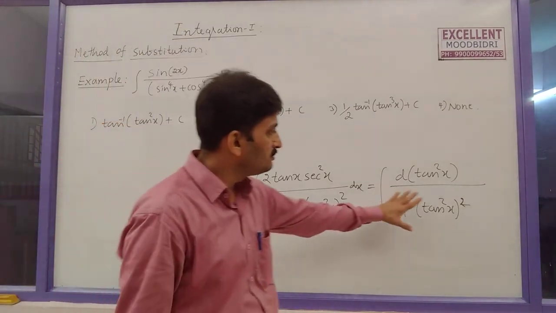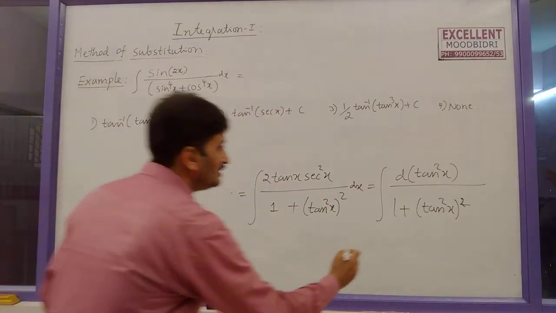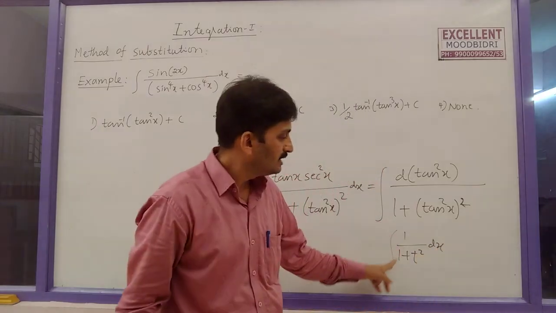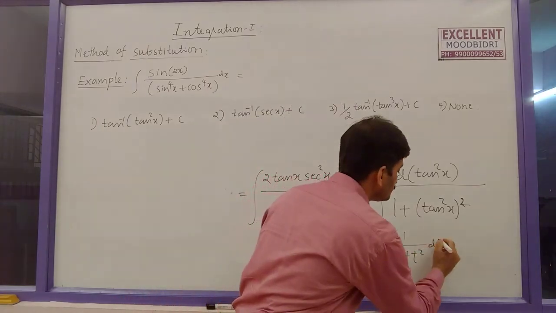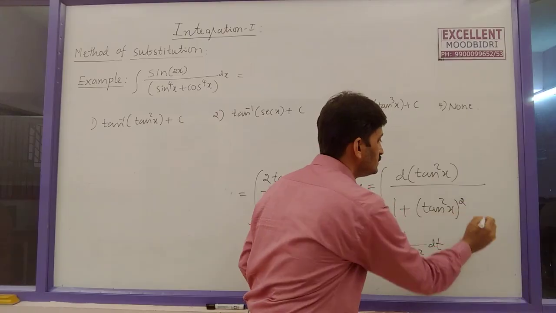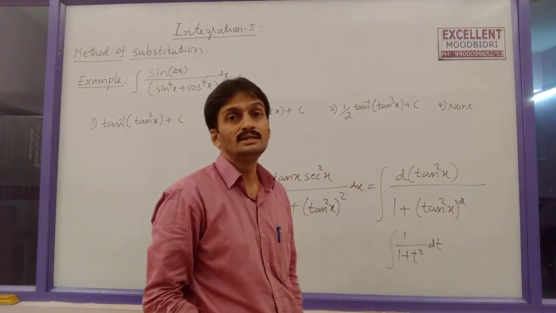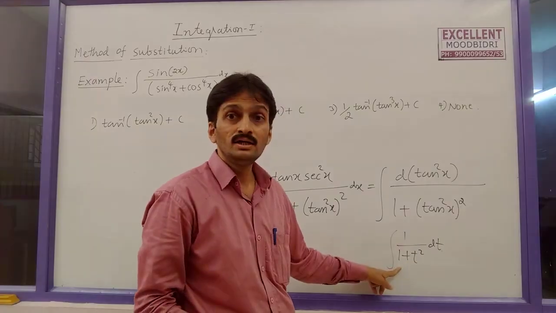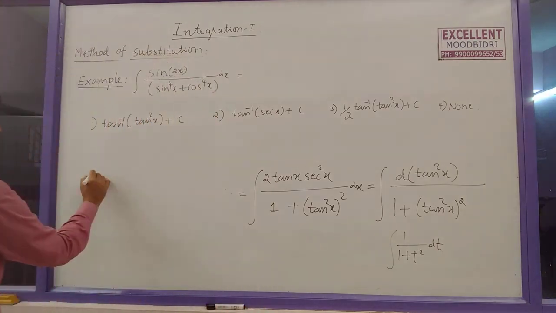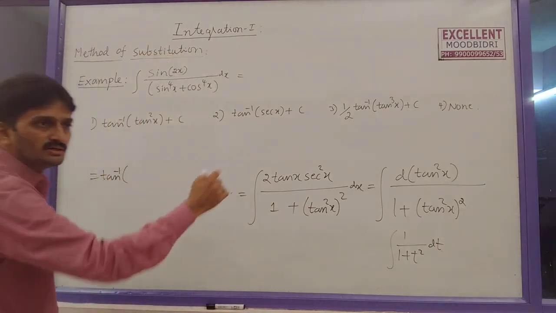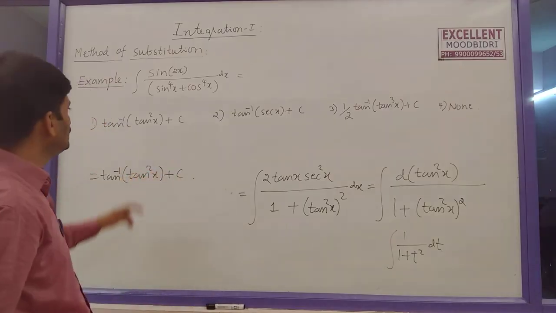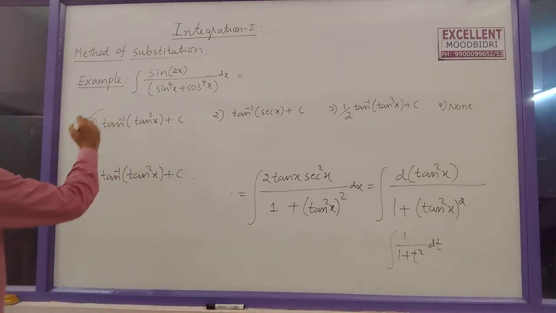Okay. Now look at this problem. It looks like integration of 1 by 1 plus t square dt, no? 1 by 1 plus t square dt. In place of t, what you have? Tan square x, okay? So just compare. What is integration of 1 by 1 plus t square? Tan inverse t, correct? So here it becomes tan inverse of t. But what is t? Tan square x. Tan square x plus c. So tan inverse of tan square x plus c, first option. Okay.